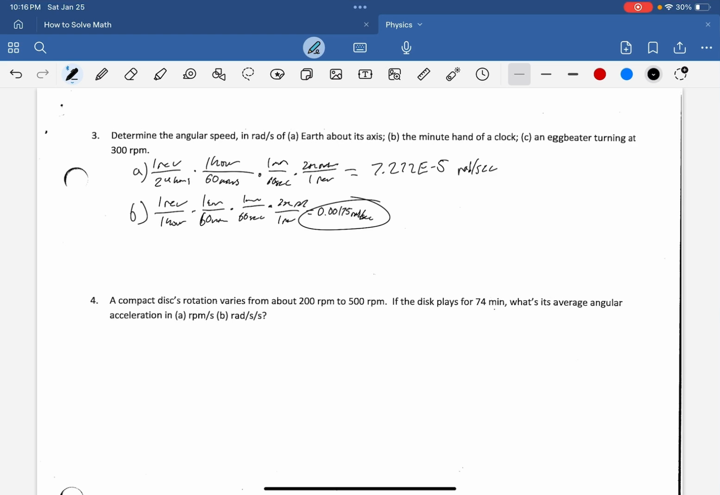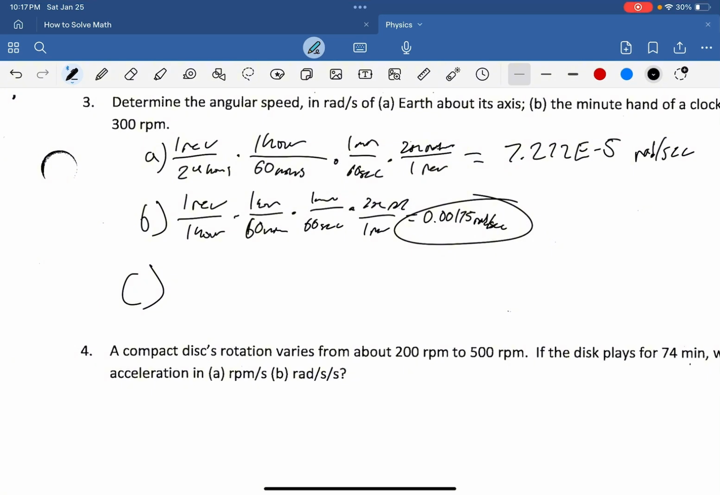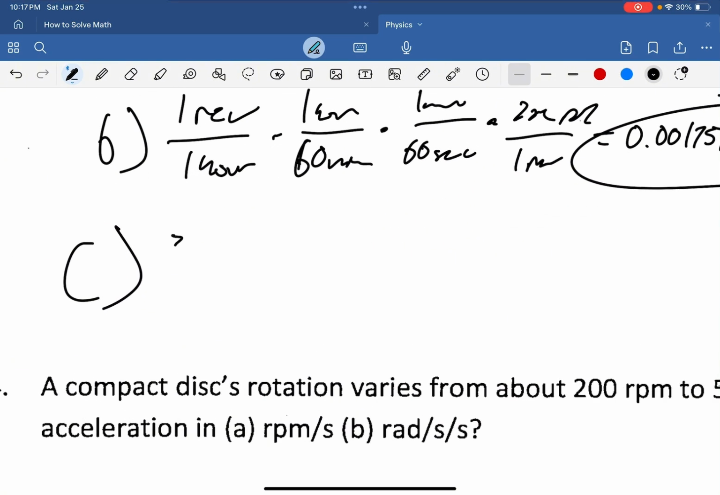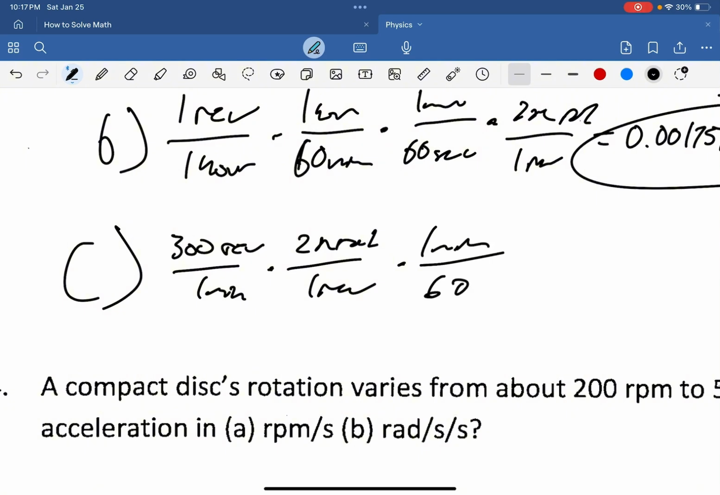I don't even know what the heck that is. Do they mean like the whisk? Anyways, an egg beater turning at 300 revolutions per minute. So 300 rev per minute. Let's first turn this into radians, and then you don't really have to do this in an order. You can just do it whenever, however you want.